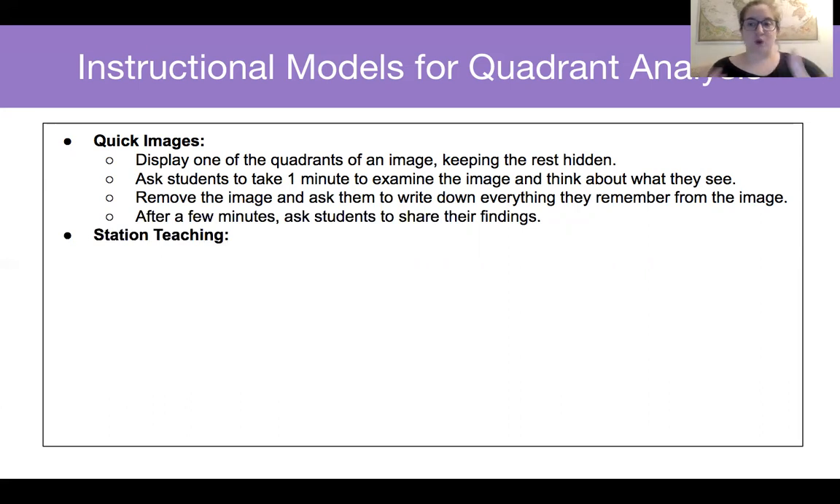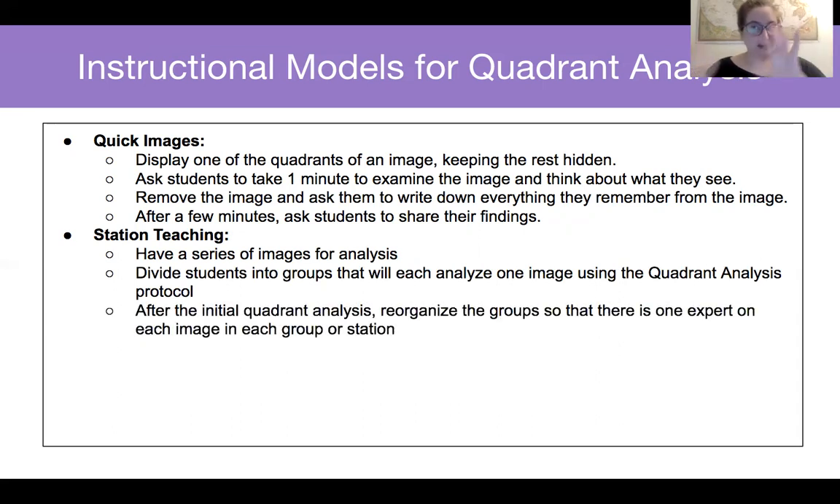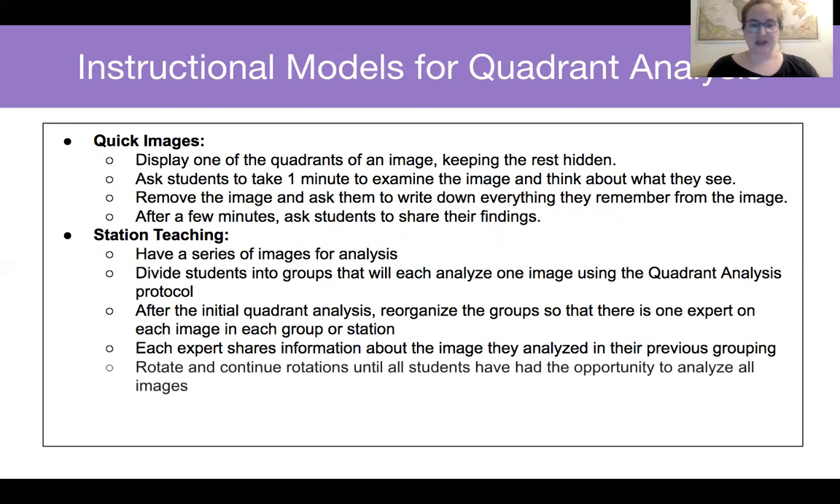You might also want to use quadrant analysis in a station teaching model. So you could have a series of images for analysis and divide students into groups that'll each analyze one image using the quadrant analysis protocol. After their first quadrant analysis, you could reorganize the group so that there's one expert on each image in each group or station coming together, almost like a jigsaw. Each expert would then share information about the image they analyzed from their previous grouping. And you could have them rotate and continue the rotations until all students have had the opportunity to analyze all images or hear from the experts.